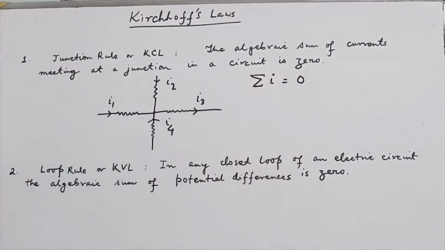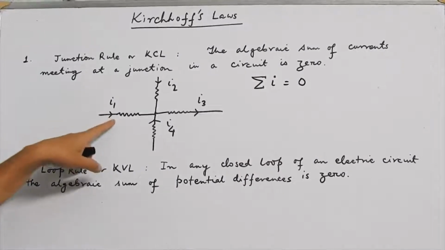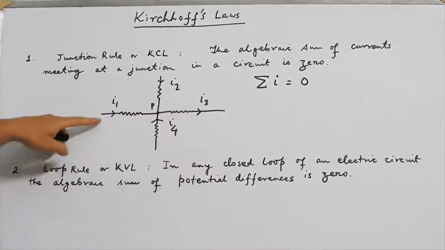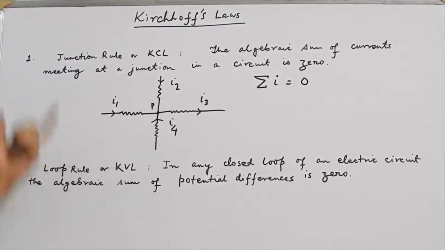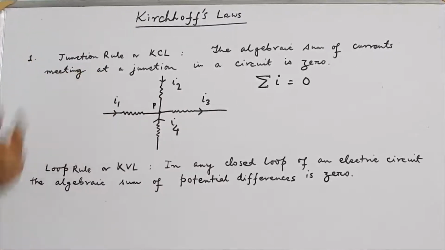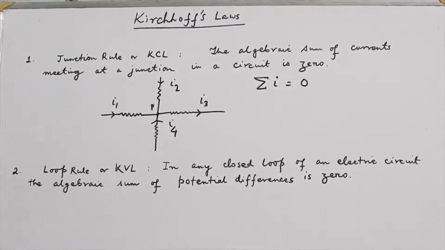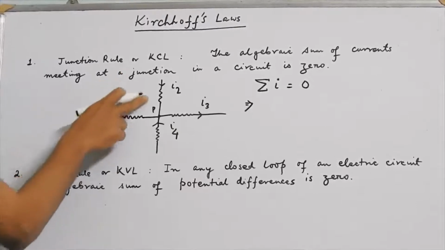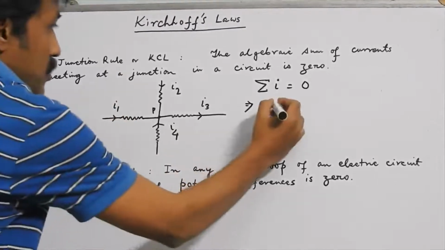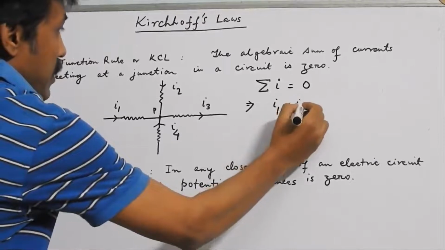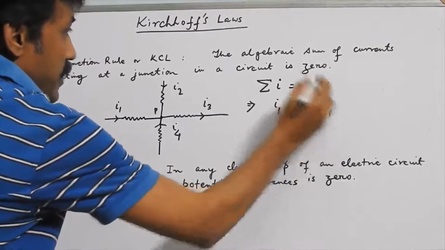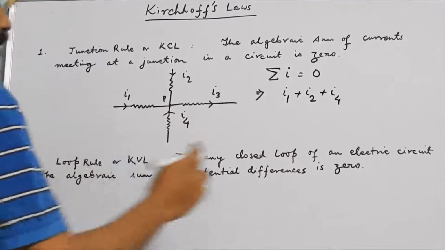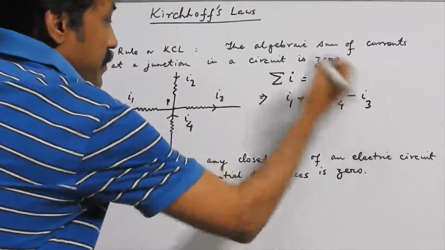Now the convention that we have to apply is this: suppose the junction is named as P. The currents entering the junction are taken as positive and currents leaving the junction are taken as negative. So in this situation, I1, I2 and I4 are taken as positive as they are entering the junction, and I3 is leaving the junction, so it should be taken as negative.